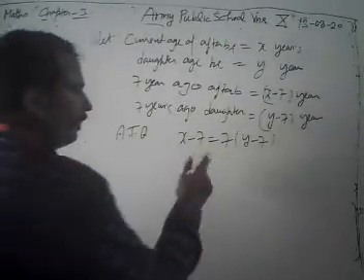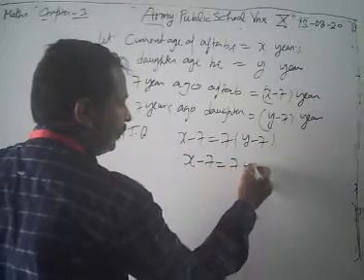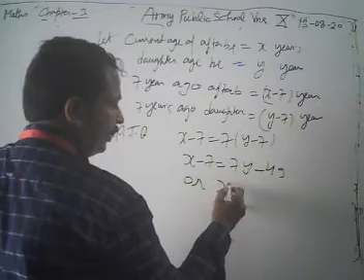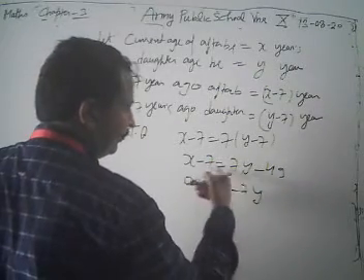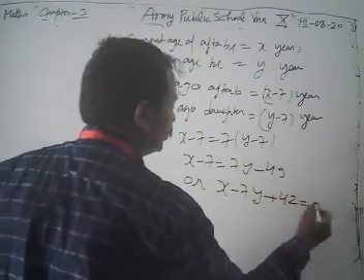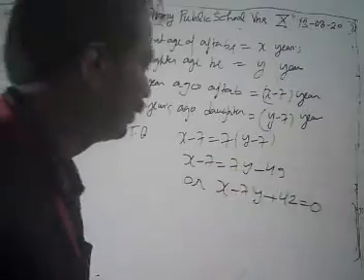After solving it we get x minus 7 equal to 7y minus 49, so our solution is x minus 7y plus 42 equal to 0. x minus 7y plus 42 equal to 0.